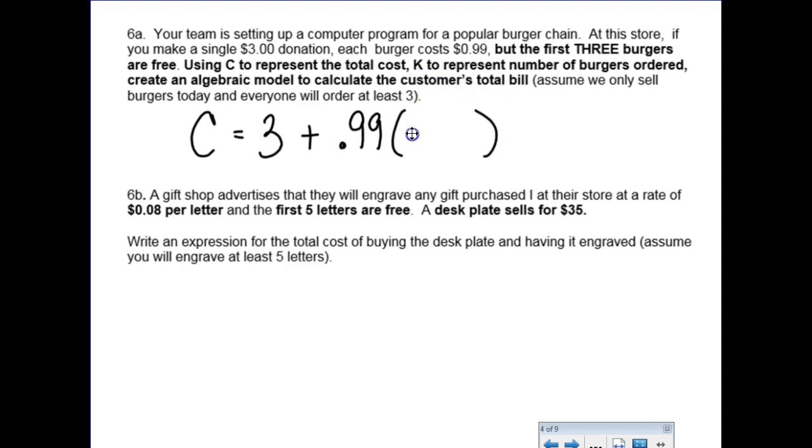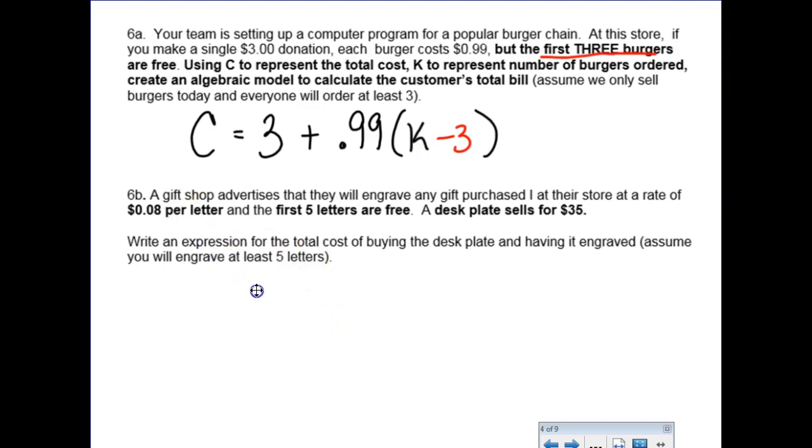So instead of just saying 99 cents times K, because you get 3 free burgers, right here it says 3 free burgers, what you have to do is say K minus 3. Because, for instance, if you order 10 burgers, you're only going to pay for 7 of them. Okay. And that's the end of the problem. It doesn't say to evaluate.